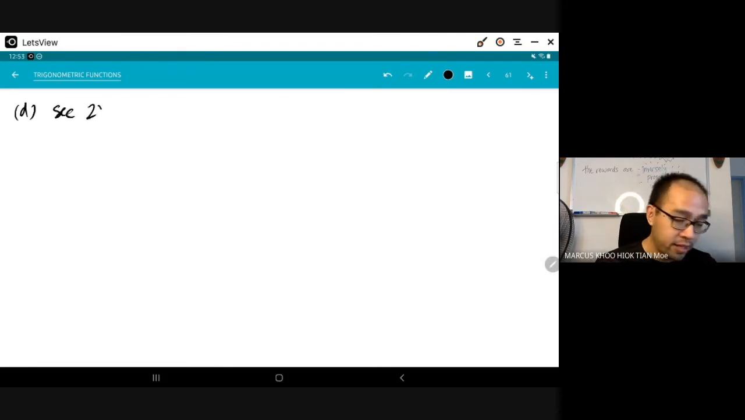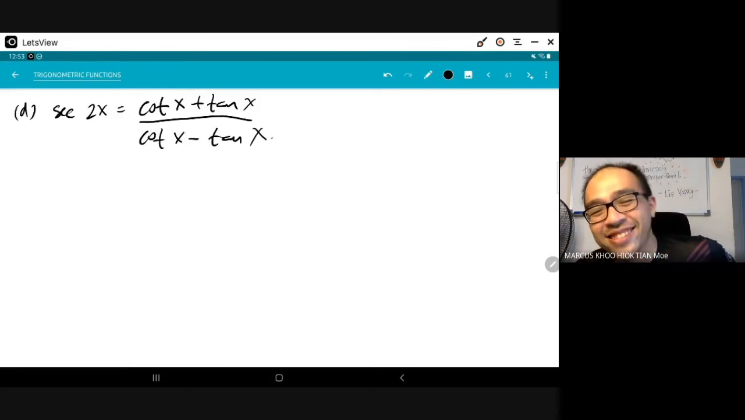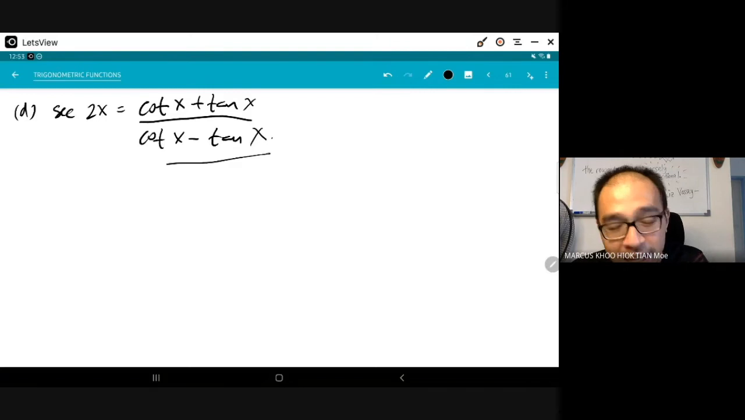Secant 2x equals cotangent x plus tangent x over cotangent x minus tangent x. Oh no. Okay, so obviously we have to start from this side. There's no way we can do it on the left side.